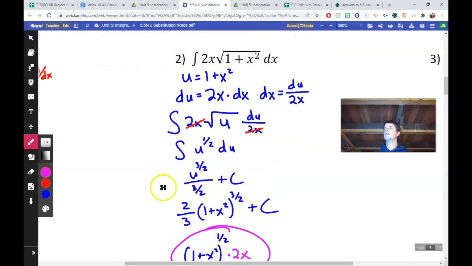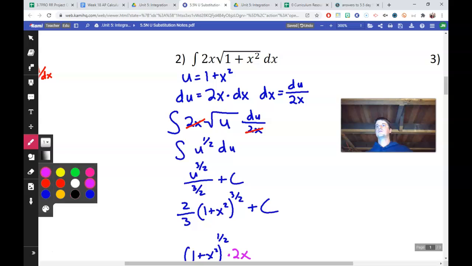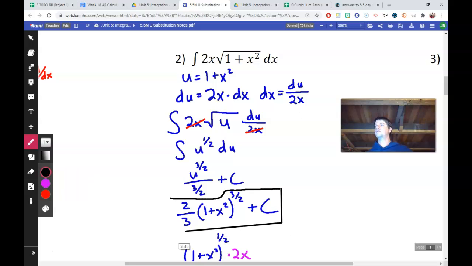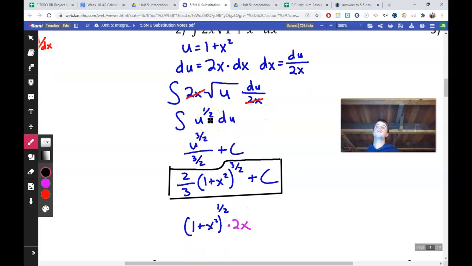Well, yeah, look, it is. This 1/2 is that square root. The 2x is outside, and 1 plus x squared is on the inside. So my answer was actually this one right here. Let's box that. I just checked it to show that when we take the derivative, we get our integrand in the original.